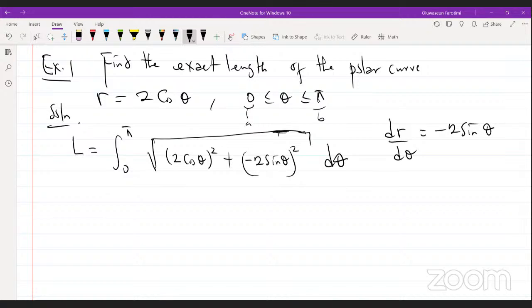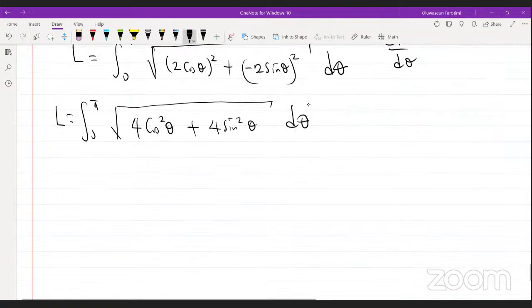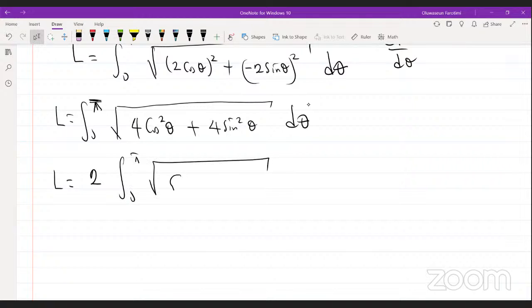Okay, so what would I notice? This is 0 to pi. Now let's square things out. You have 4 cosine squared theta plus 4 sine squared theta, d theta, right? Is anything common? You have 4, right? 4 is common. If you take the square root of 4, you would have a 2. So I can pull out a 2, 0 to pi, of the square root of cosine squared theta plus sine squared theta.